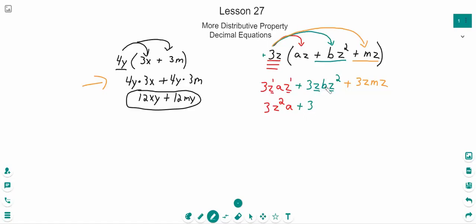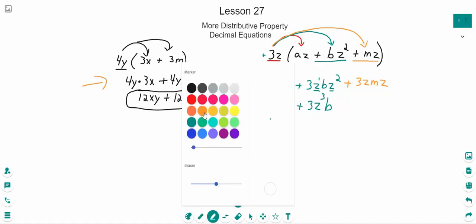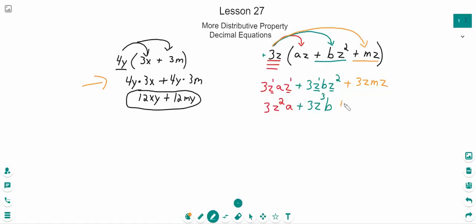Now, again, if we add the exponents, we'll end up with z to the first times z to the second, which is z to the third. And then, of course, we still have the b, right? And then finally, that last term there, we have a plus 3. And again, we have these two z's. So adding the exponents again, we're going to end up with z squared m, right?